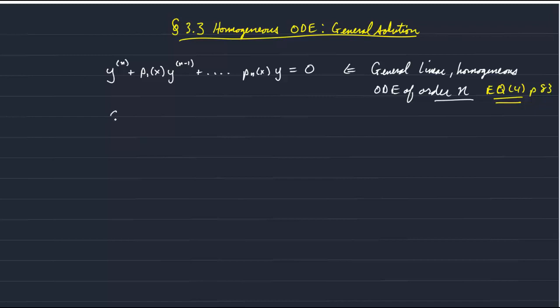Now, the general solution to this encompasses all possible solutions. Okay, so the general solution describes all possible solutions. Remember, there's an infinite number of solutions because we have integration constants that can have an infinite number of values.